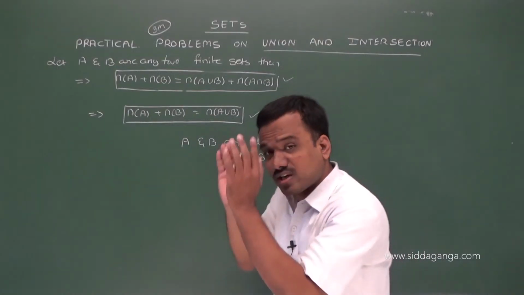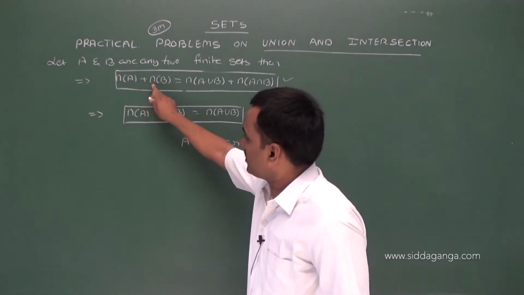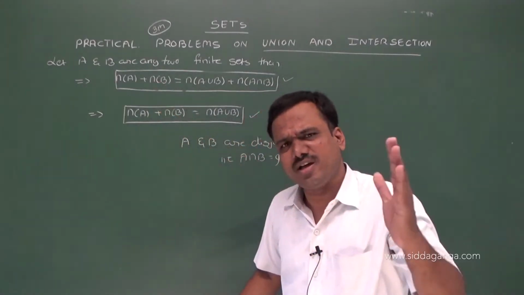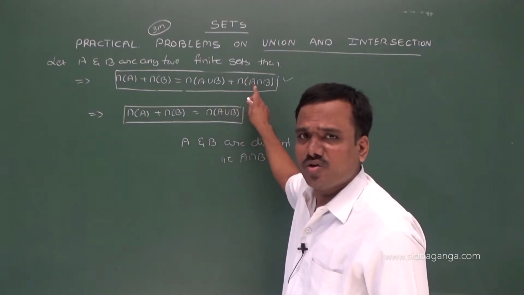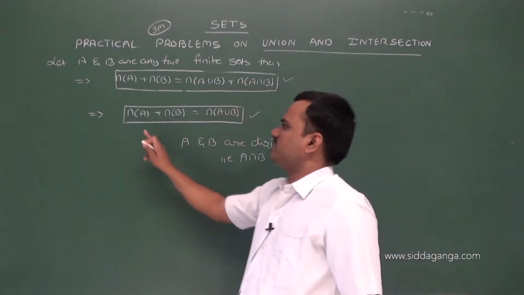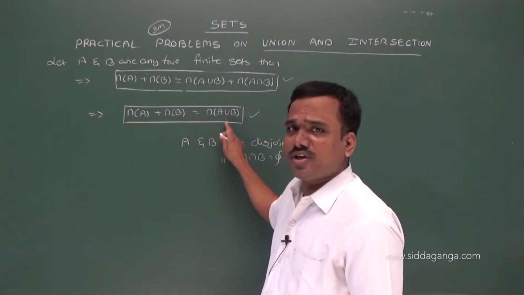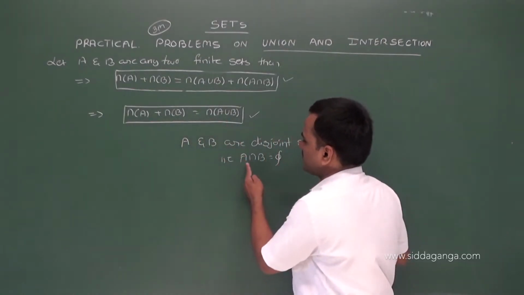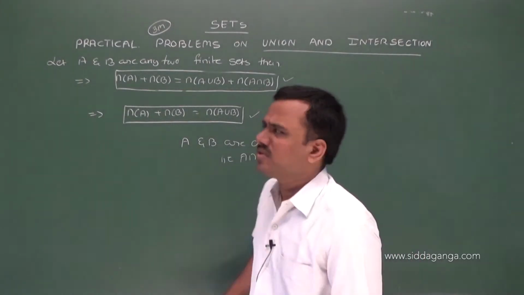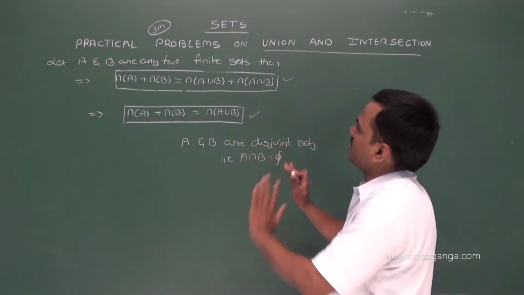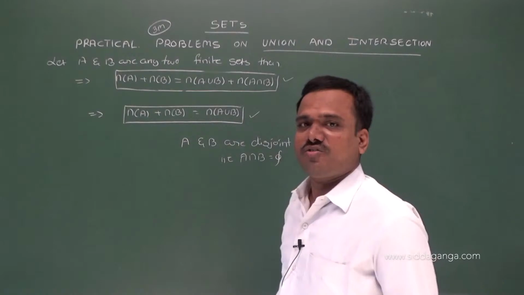First formula, once again I say that n of A plus n of B is always equal to n of A union B plus n of A intersection B. Second one, n of A plus n of B is equal to n of A union B only when A intersection B is an empty set. Clear the formula? So we solve the application problems with respect to the union and intersection of two sets.